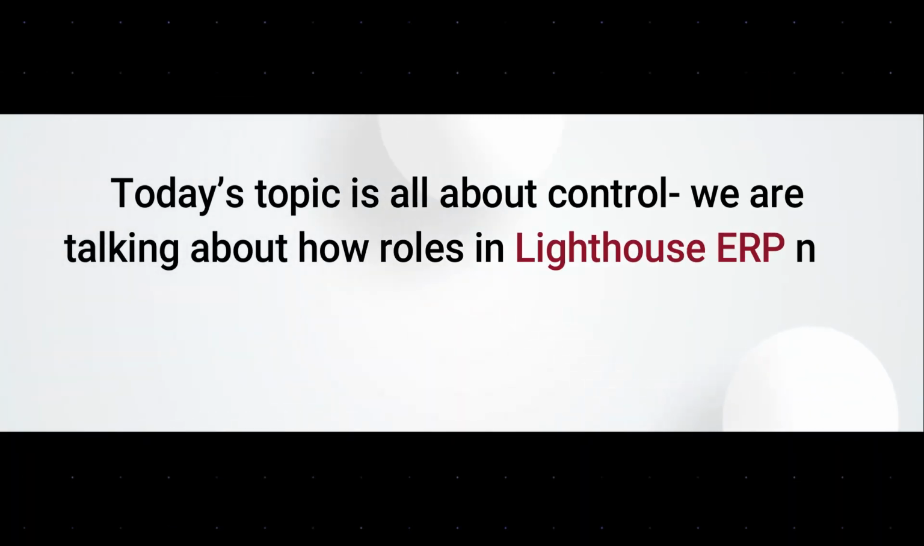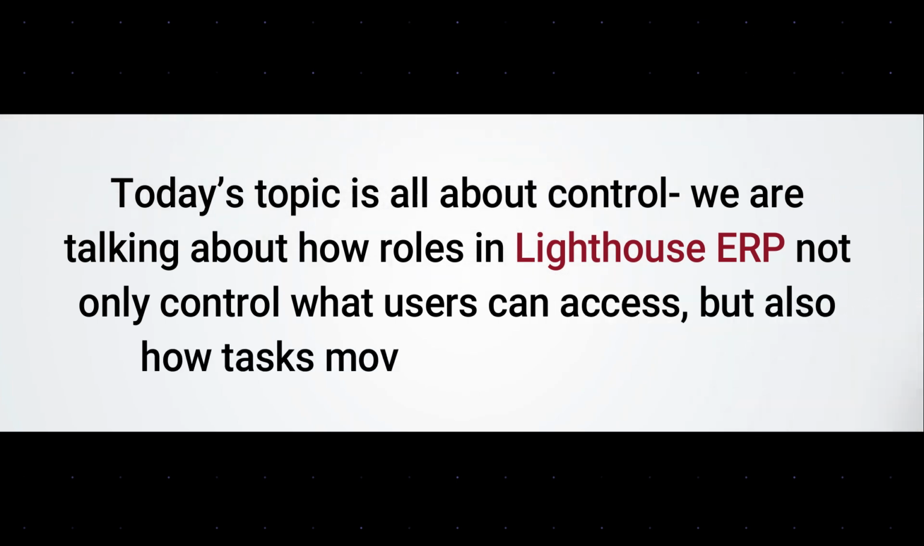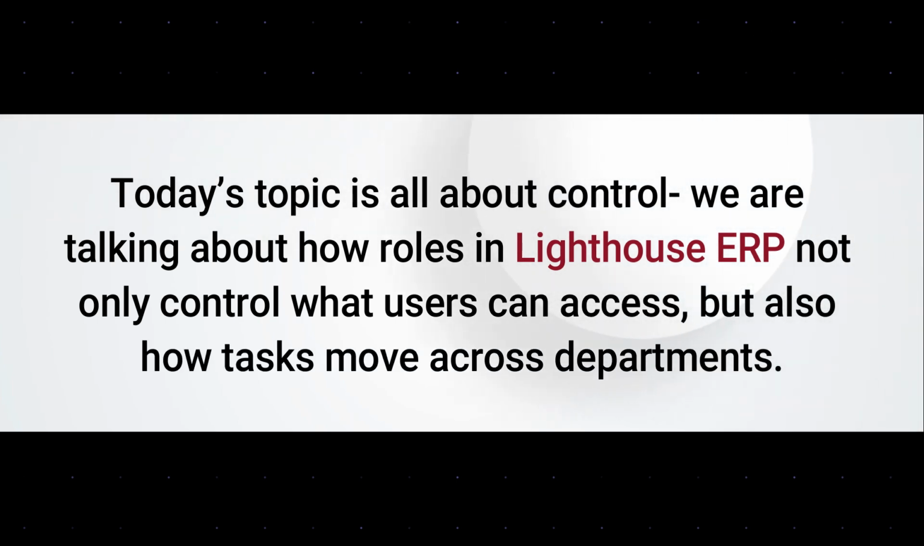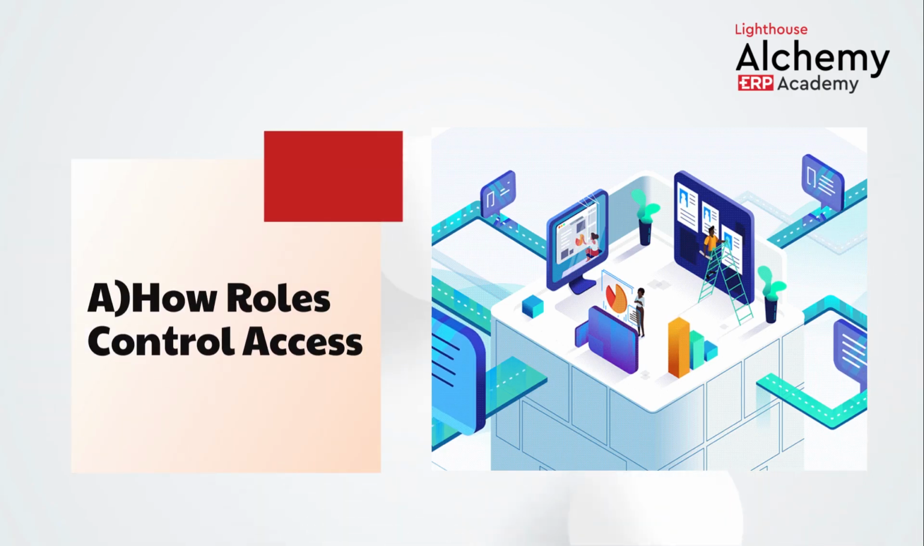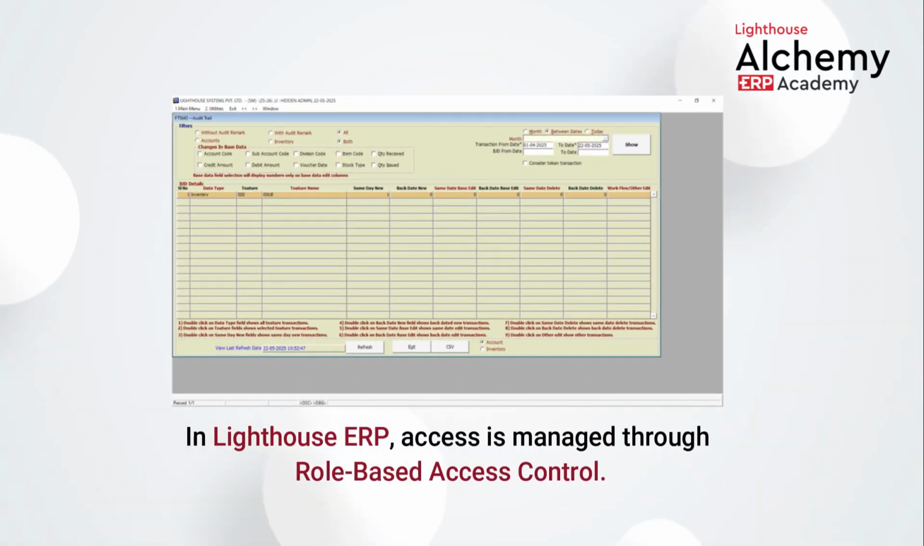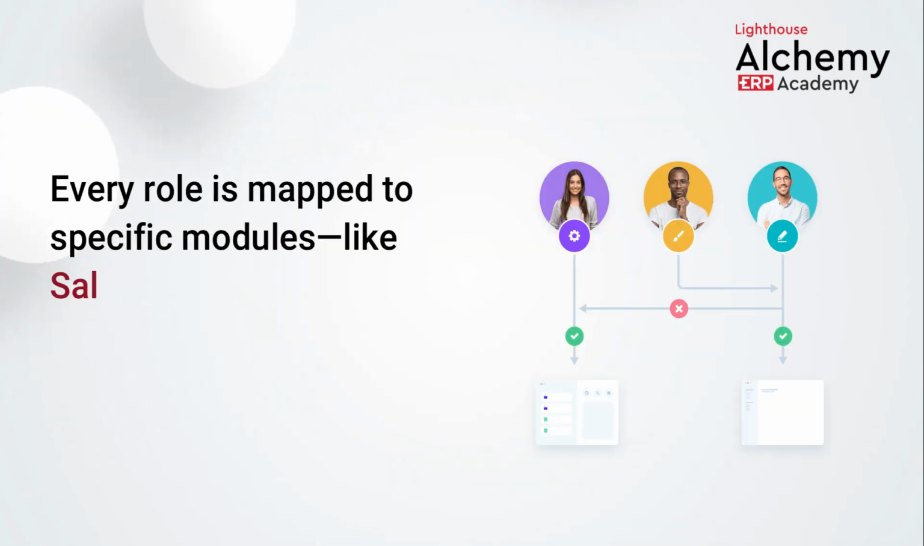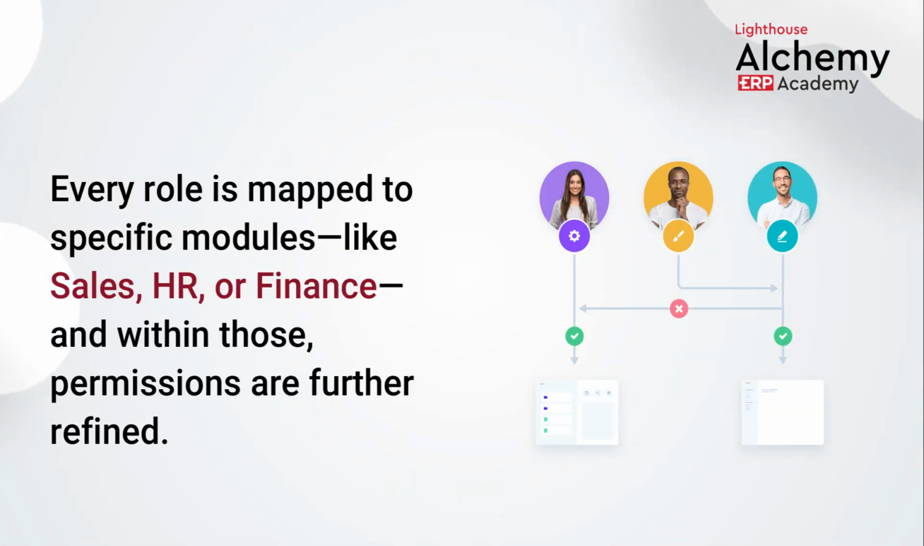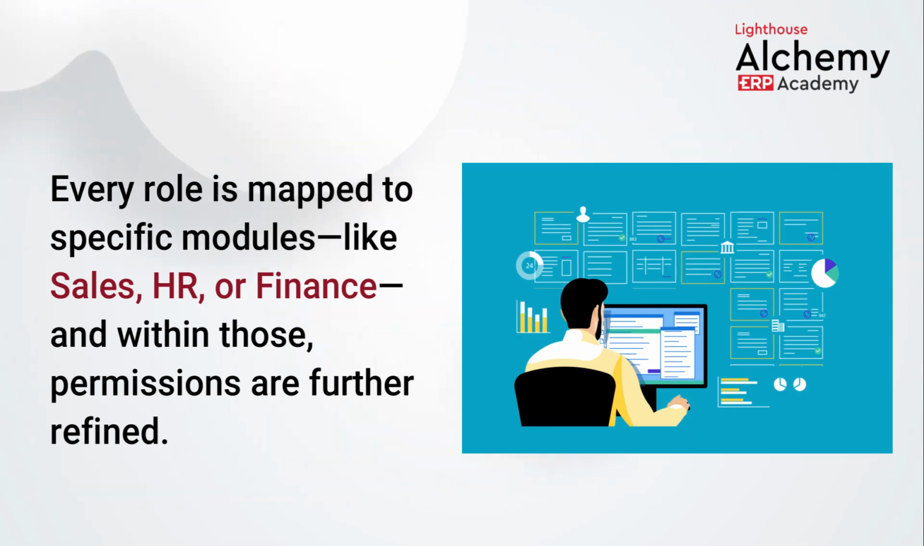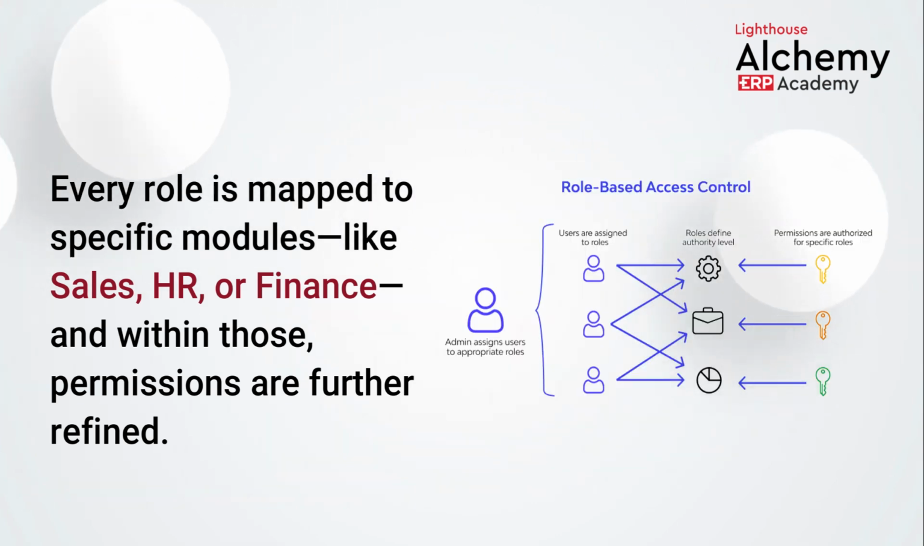We are talking about how roles in Lighthouse ERP not only control what users can access, but also how tasks move across departments. A. How roles control access. In Lighthouse ERP, access is managed through role-based access control. Every role is mapped to specific modules like sales, HR, or finance, and within those permissions are further refined.